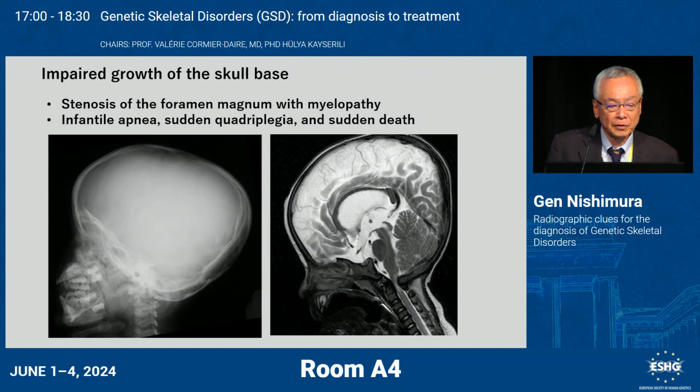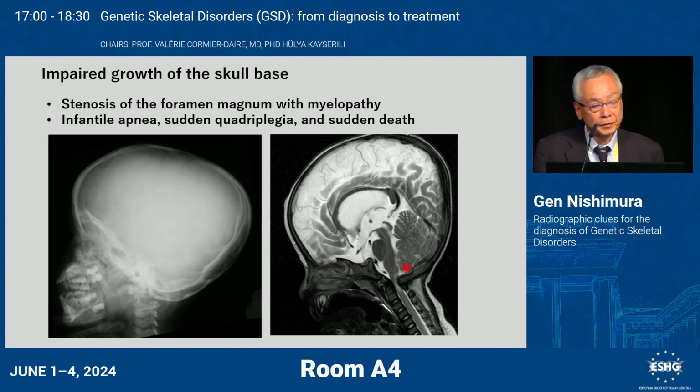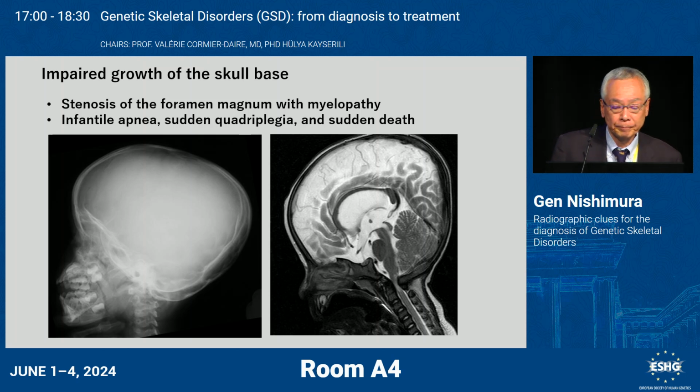Impaired growth of the skull base causes stenosis of the foramen magnum, sometimes associated with myelopathy. Clinically, this complication causes infantile apnea, sudden quadriplegia, and even sudden death, particularly in younger children. Fortunately, this complication becomes less frequent after 2 years of age.